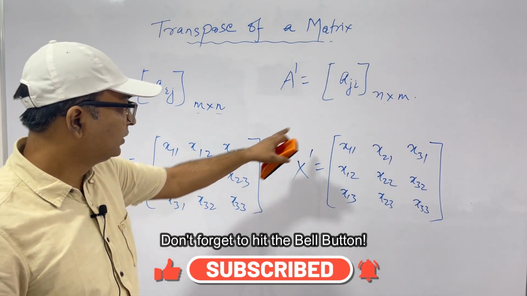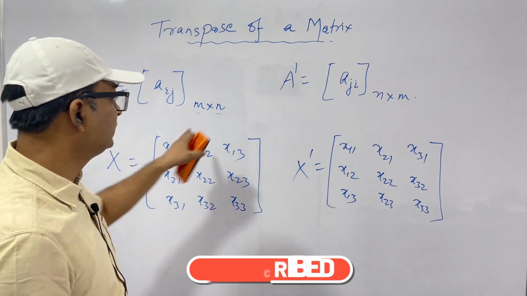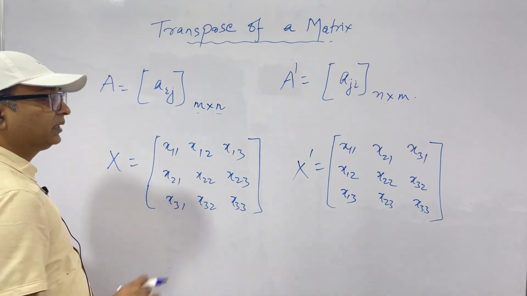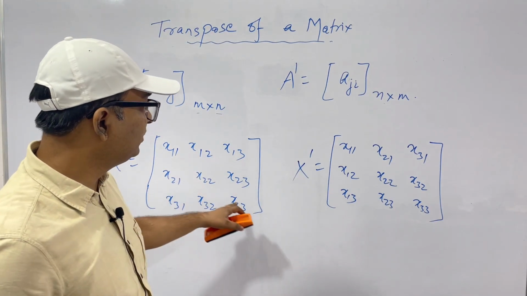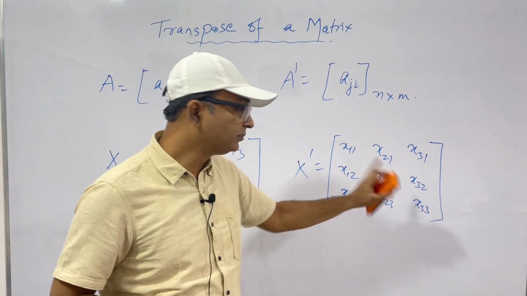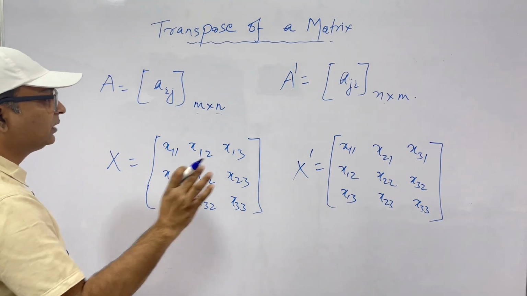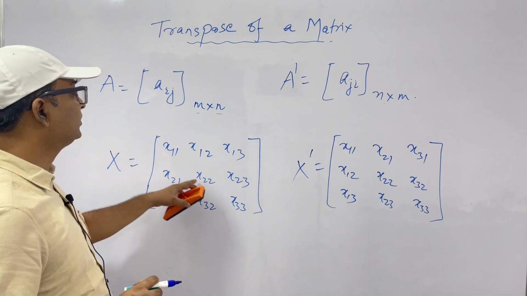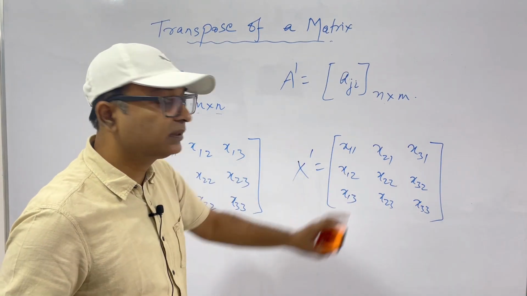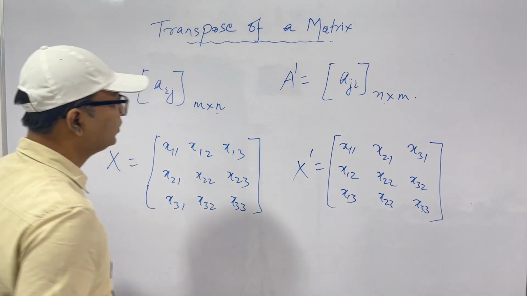The rows are now columns and the columns are now rows. This is a square matrix. A very peculiar feature is that the diagonal is the same. We'll discuss about this later on, but just for the sake of knowledge, you can see this is X11, X22, X33. The diagonal is the same for the two matrices.